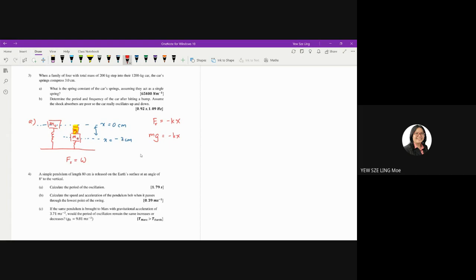So the mass is 200 kg, and g is 9.81, equals to negative k, now negative 3 cm, negative 0.03. Therefore, my k is a positive value, positive 6.54 times 10 to the power of 4 Newton per meter, N m negative 1.